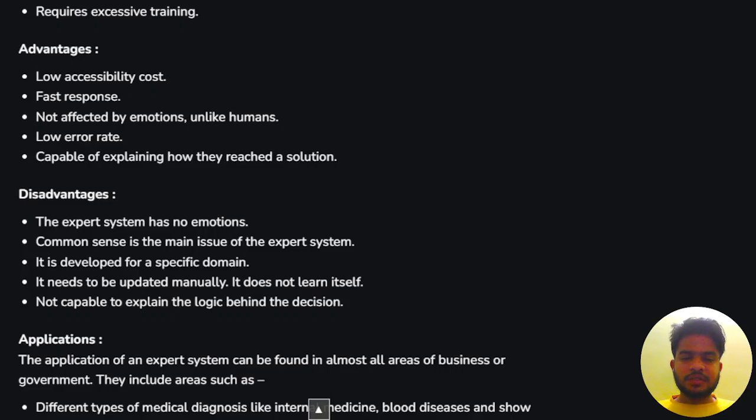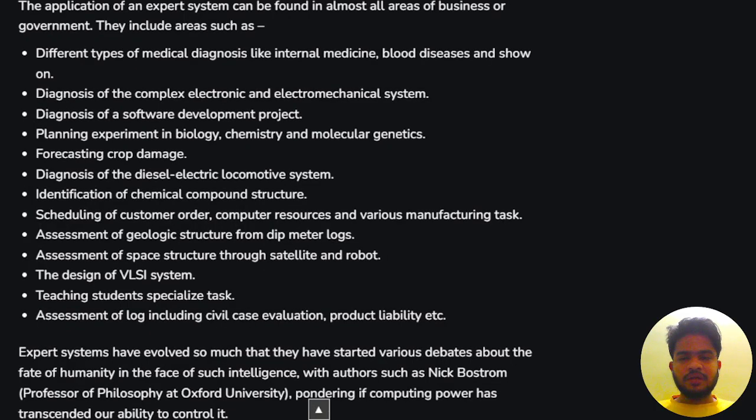The applications of expert systems. Different types of medical diagnosis like internal medicine, blood diseases, and so on. Diagnosis of complex electronic and electromechanical systems. Diagnosis of a software development project. Planning experiments in biology, chemistry, and molecular genetics. Forecasting crop damage. Diagnosis of diesel electric locomotive systems. Identification of chemical compound structure.